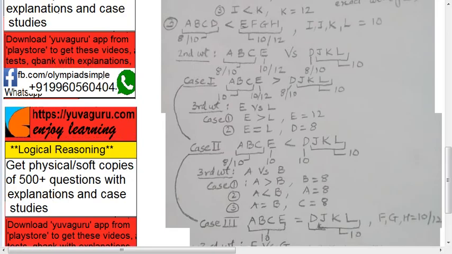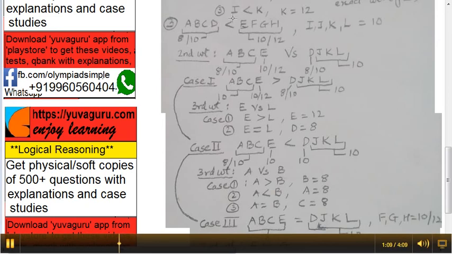Now third case, ABCD less than EFGH. So what can be the case now? ABCD can be 8 or 10. They can't be 12, because if it is 12, then it will be greater than. So 8 or 10, and EFGH can be either 10 or 12, but 8 can't be here. And IJKL is compulsorily 10, because the problem is only in these two now.